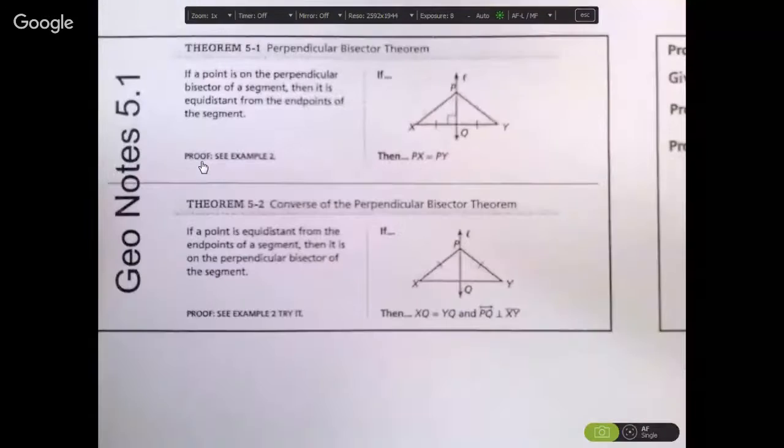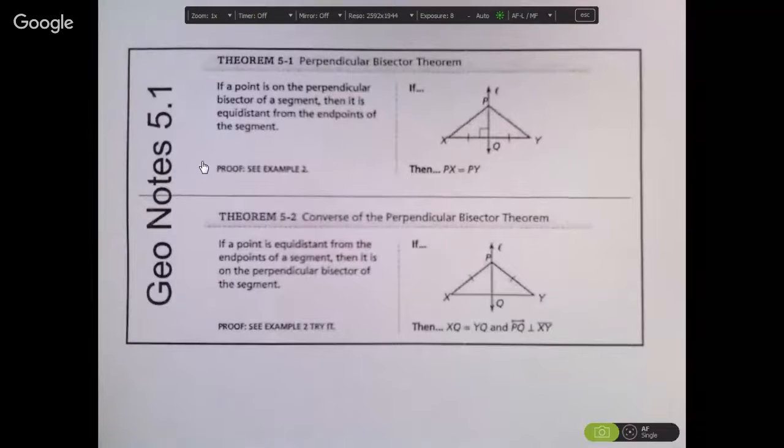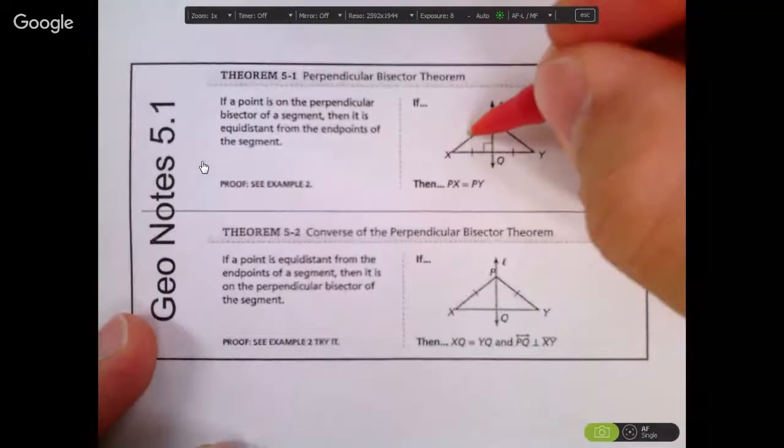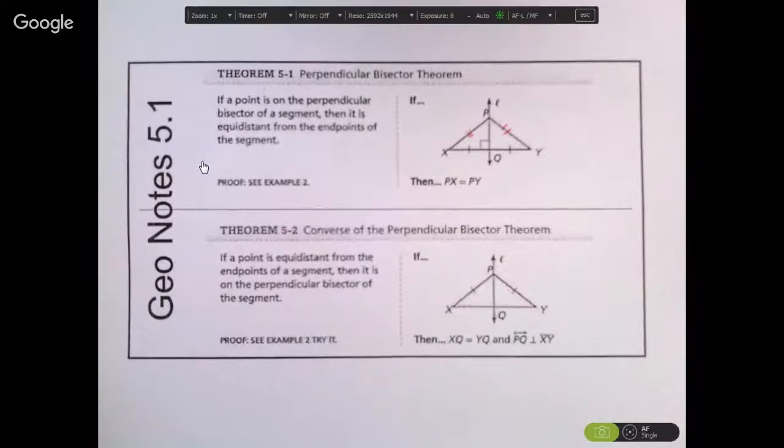5.1. So there is a theorem that's called the perpendicular bisector theorem that says that if you have a perpendicular bisector, then automatically these sides are going to be congruent. So go ahead and let's mark that on there. That's what the theorem says. That if you have a perpendicular bisector that's cutting that triangle in half, then those two sides are congruent.